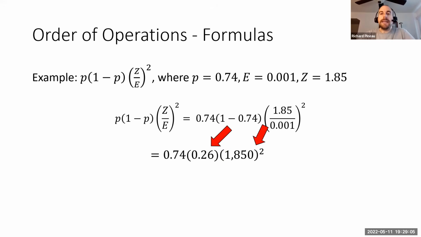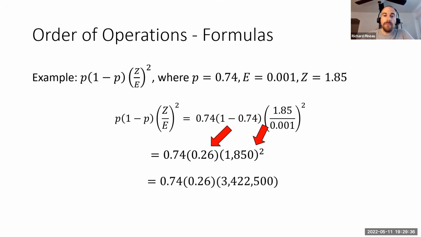I took 1 minus 0.74 and I got 0.26. Okay, so that's a pretty easy subtraction to take care of. All right, since order of operations does tell us to take care of parentheses first. So that's what I did. You'll notice the other parenthesis we had was 1.85 divided by 0.001. Okay, in this particular case, the fraction is simplified. There's nothing I need to do in the numerator and the denominator. There's no operation. So I just go ahead and divide them. And what I end up with is 1,850.